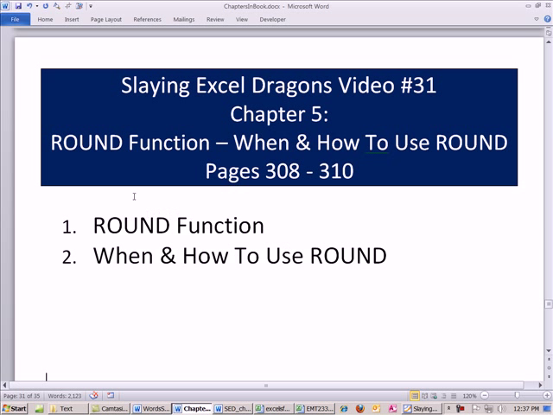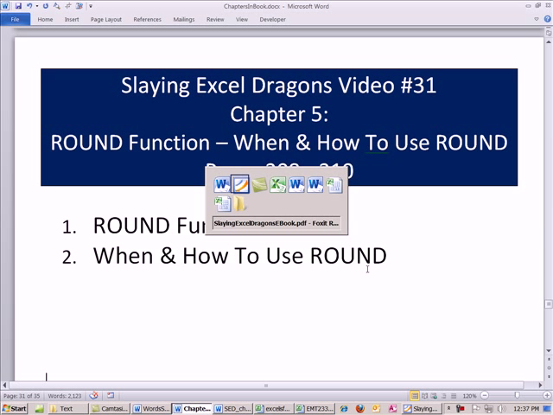Our topic is simple: when and how to use the round function. Just like back in the number formatting section when we saw percentage number format, one of the most common errors in Excel is when people don't use round and they're supposed to.